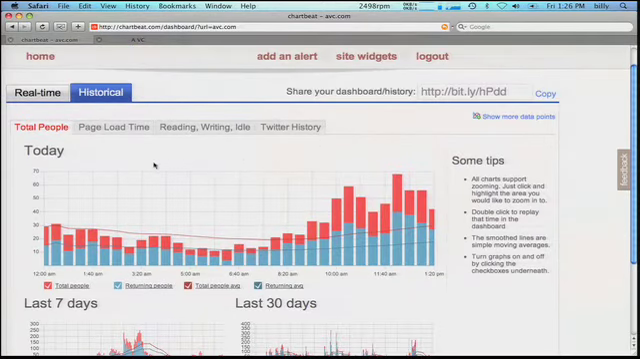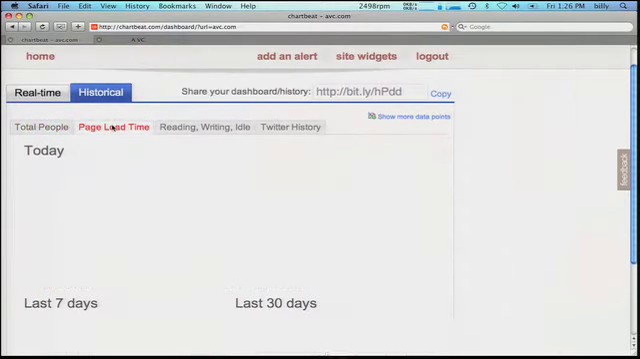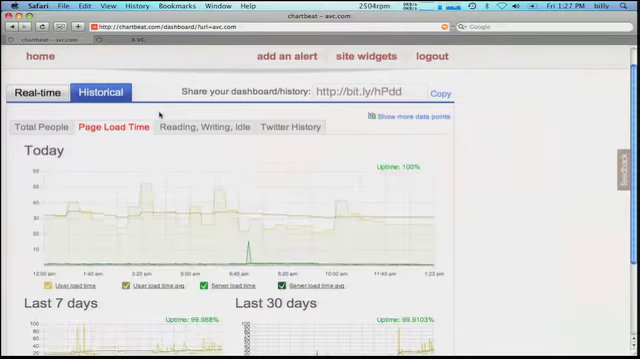Moving back to the historical tab, we also see page load time. So oftentimes you may see that a page is loading quite well for an individual user, but there may be an issue on the server side or vice versa, where the server is working okay, but it's taking quite a bit of time for pages to load.